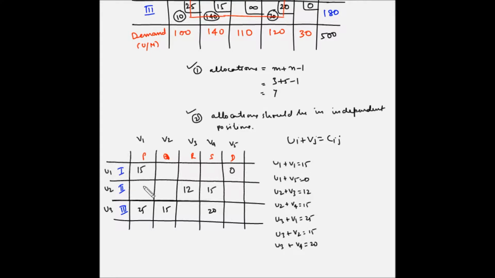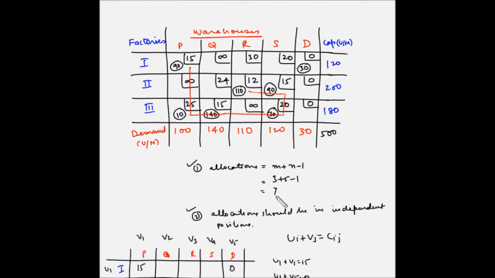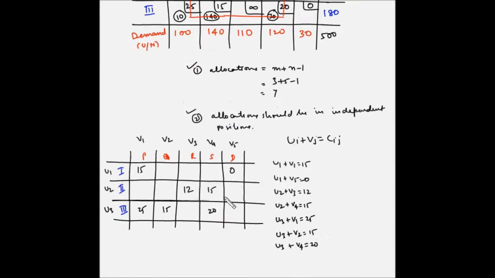Now since we have m plus n variables, that is, we have 1, 2, 3, 4, 5, 6, 7, 8 variables. However, we have only 7 allocations. So what we do is that we will assume that one of the variables has a value of 0. So let's assume that v1 is 0. So using this now, let's try to find out the values of ui and vj.